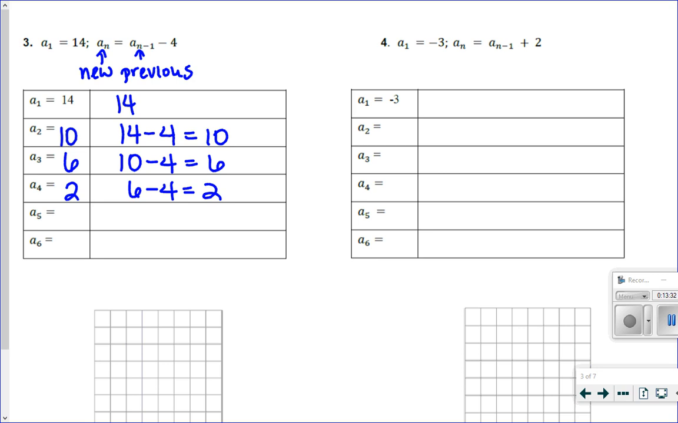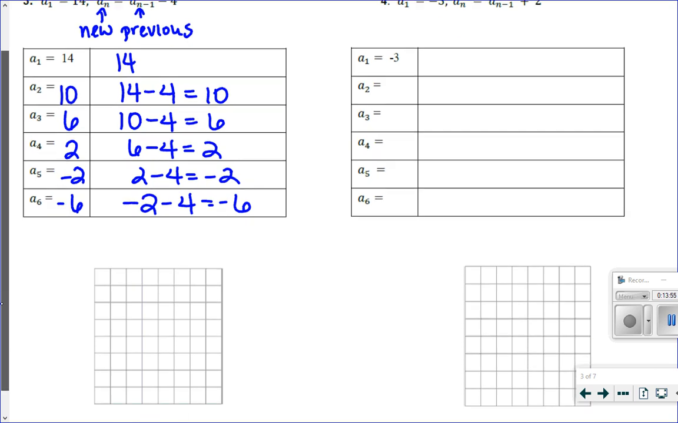And then we'll finish it out here. We'll take that 2, subtract 4. That'll give us the next term in the sequence. There you go. And then last but not least, we'll take that previous term, subtract the 4, and our very last term that we're going to actually have on here is negative 6. Okay? And then we would graph that if they ask us to.